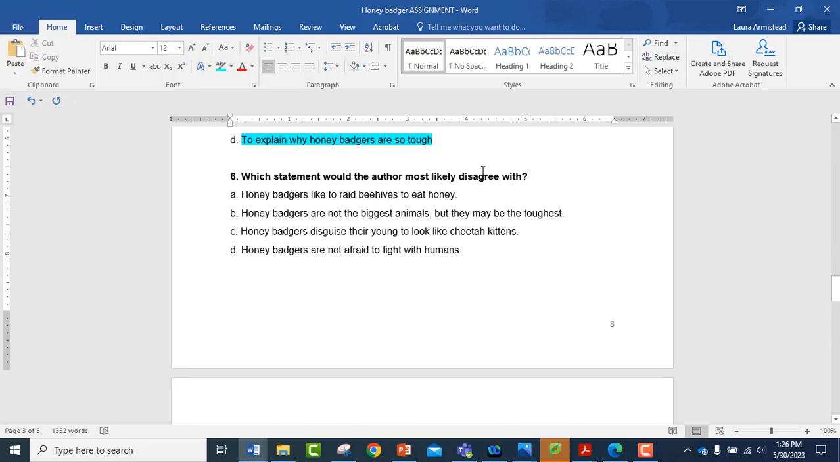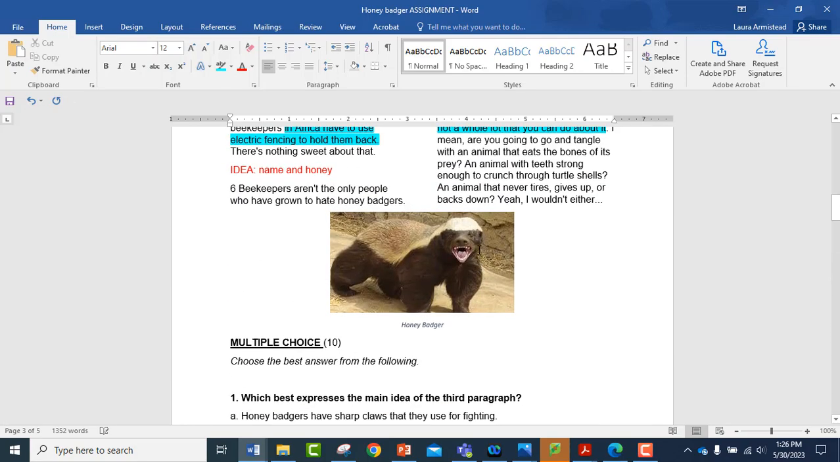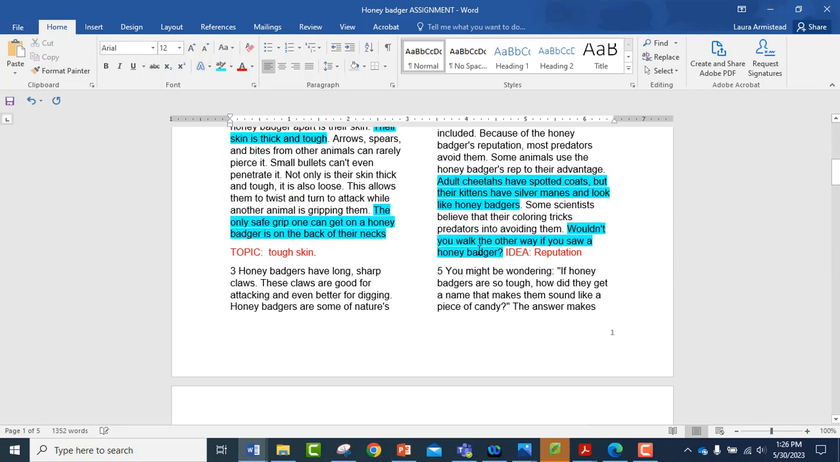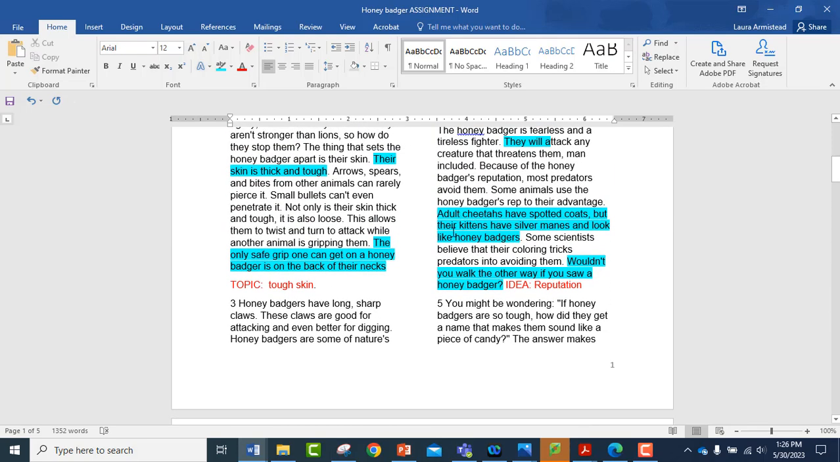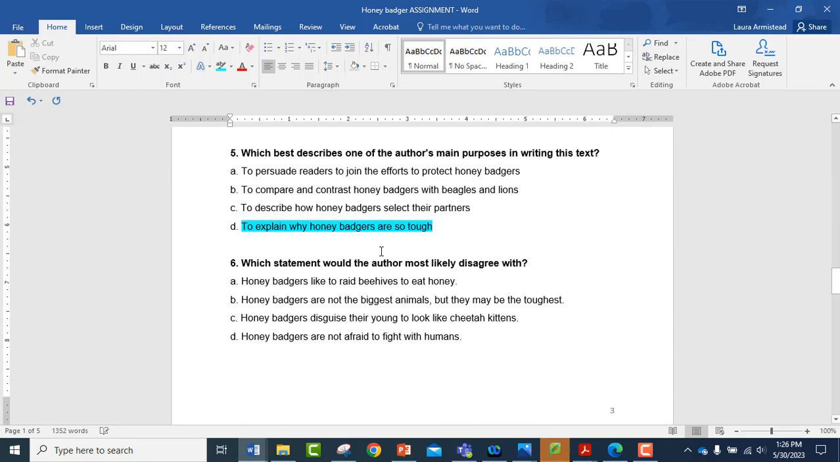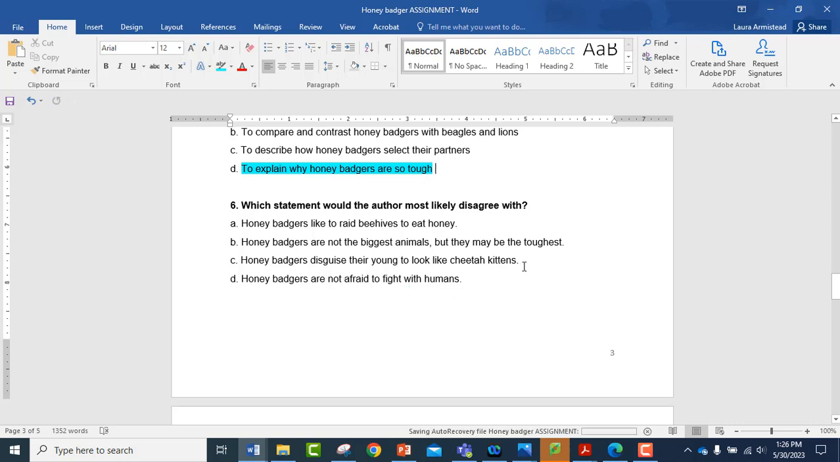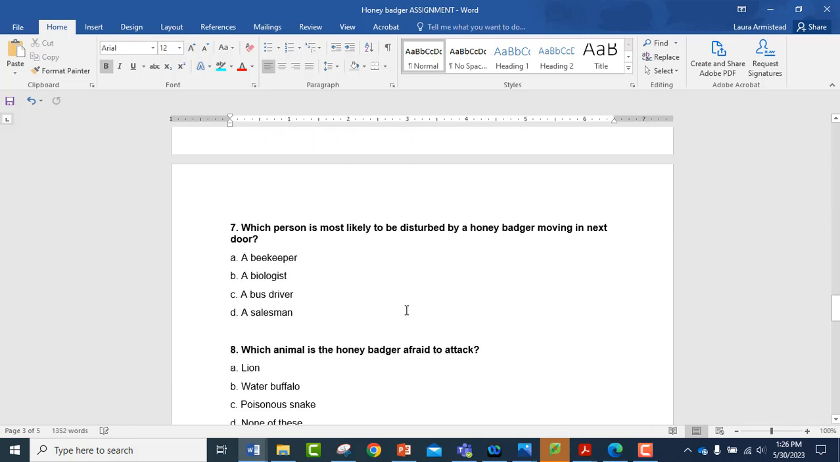Which statement would the author most likely disagree with? They like to raid beehives? Well, that's a check. They're not the biggest animals, but they may be the toughest? That's true. Honey badgers disguise their young to look like cheetah kittens? Oh, no, it's the other way around. Adult cheetahs have spotted coats, but their kittens have silver manes and look like honey badgers. So that one's not right. Honey badgers are not afraid to fight with humans, that's true. So all of those are true except for that one.